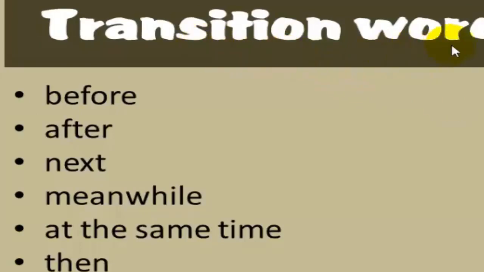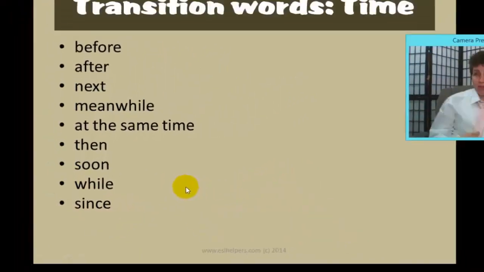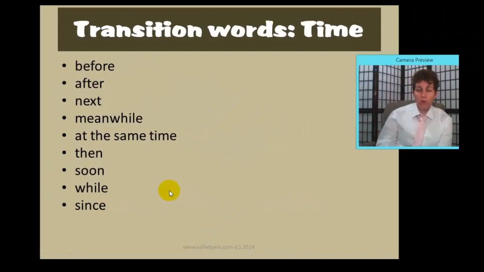Transition words that relate to time are before, after, next, meanwhile, at the same time, then, soon, while, and since. These are not the only words there are, but these are the most common ones. And for the test, you just want to memorize enough to get your score high enough to pass and get the score that you want.